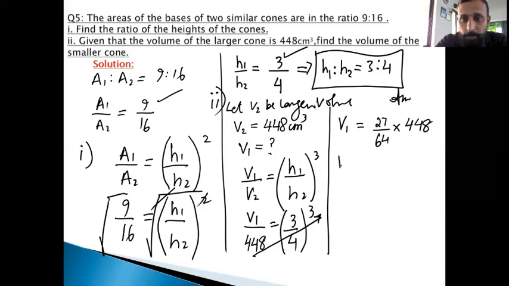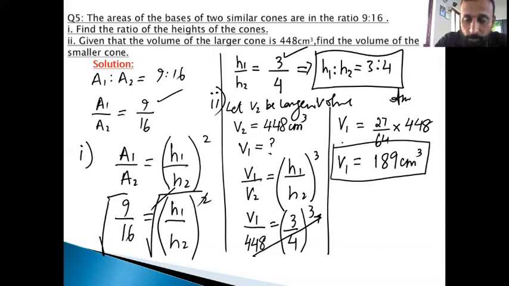So dear students, you all are allowed to use a calculator in this. You can use your calculator. 27 divided by 64 multiplied by 448. Your calculator will give you the answer 189 cm cube. I hope this makes sense and you have learned the concept. So we have found the volume of the smaller cone as 189 cm cube.